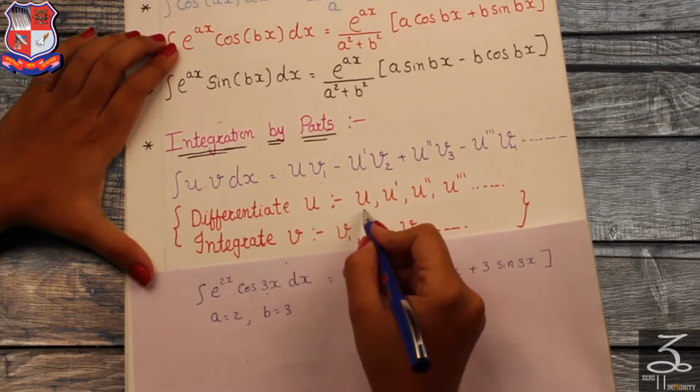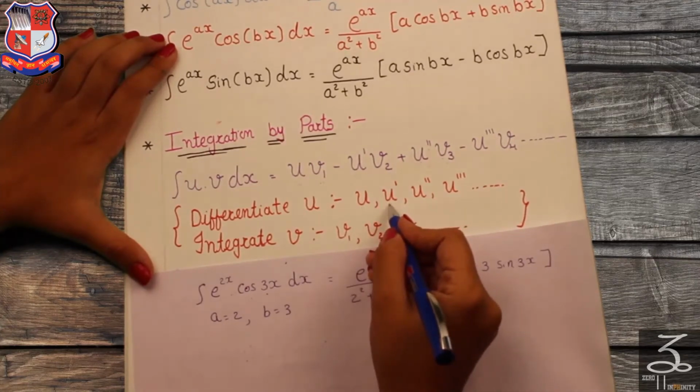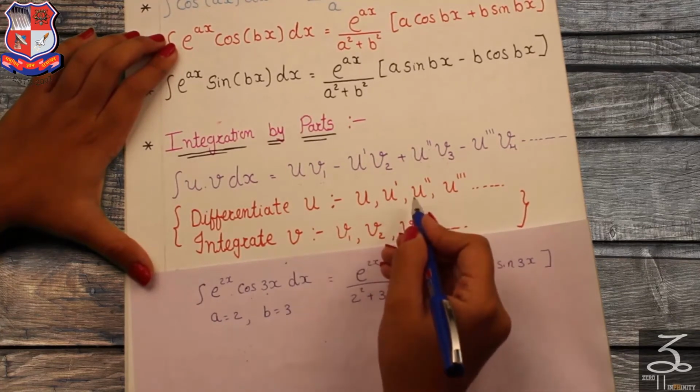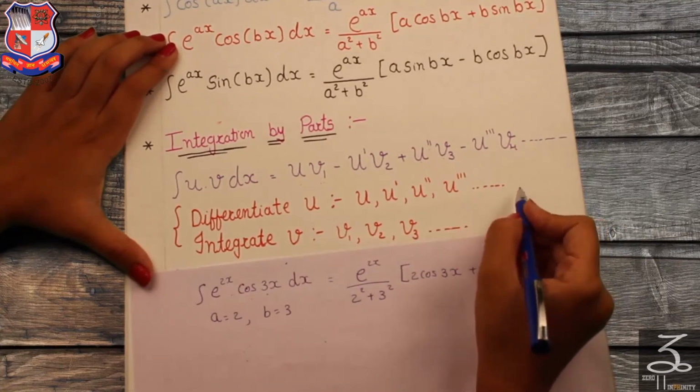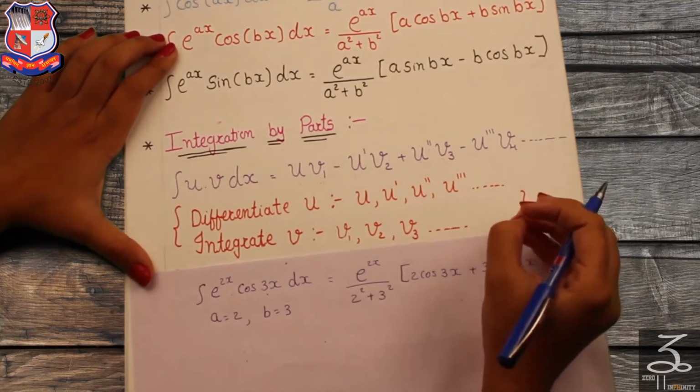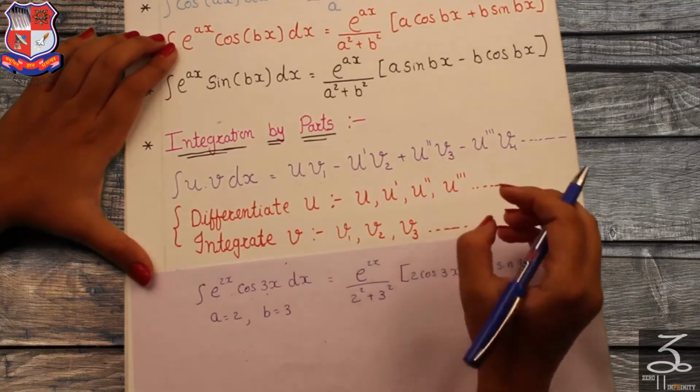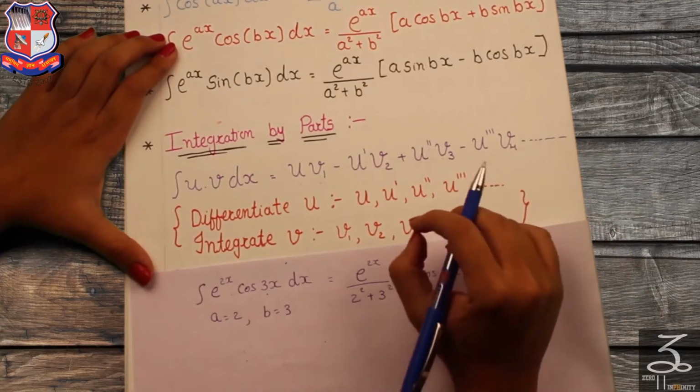Now over here, first we are taking u as h, that is constant. Then taking the differentiation of u, you would get u dash. Then again, the derivative of u dash is u double dash, and so on. The process follows till you get a constant term or a zero value. You have to follow the series.